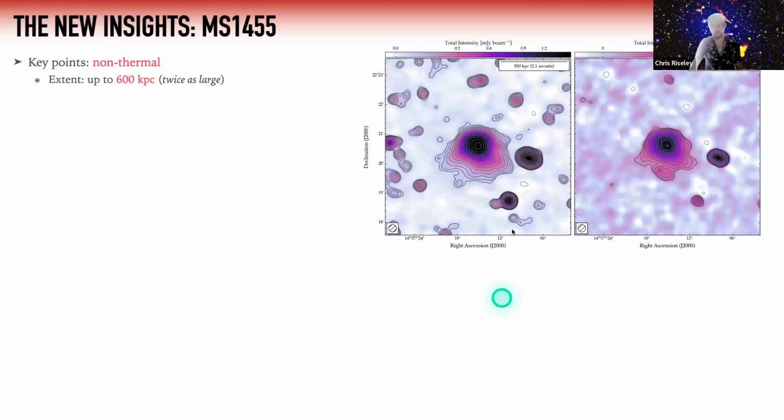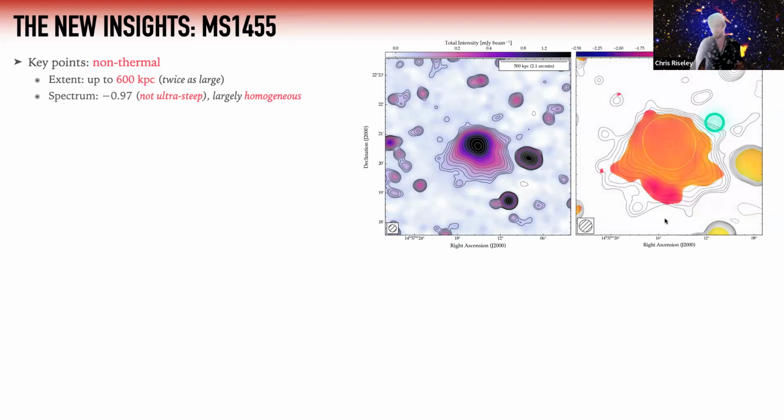The new insights we gained from MS 1455: let's take a look at the non-thermal view for starters. In all of these comparison panels, where you'll be seeing 2 panels, I'll be showing MeerKAT at 1.3 gigahertz on the left and LOFAR at 145 megahertz on the right-hand side. So from our MeerKAT data, which is extremely sensitive, even though we are firmly in the northern sky here, at declination of plus 22, MeerKAT sensitivity is still phenomenal. We recovered diffuse radio emission up to about 600 kiloparsecs in size, which is twice the size that this mini halo was previously believed to be.